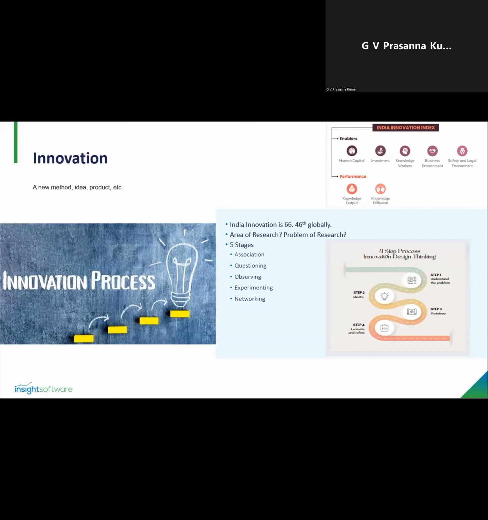Now we have discussed the stages. Now we can move into the process. The process comes into 4 different areas.